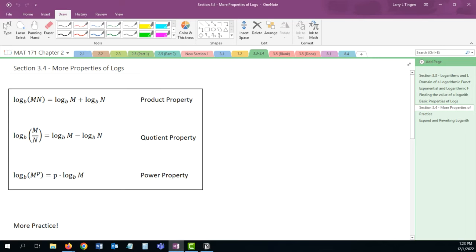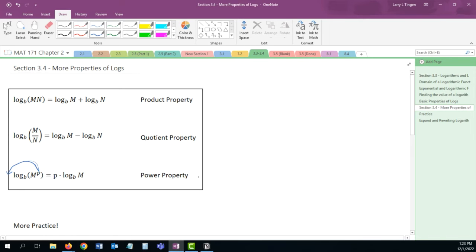And then lastly, log base b of m to the p is equal to p times log base b of m. What in the world did I just do there? The power property says, if you have the log of something raised to a power, then you can bring that power out front and it becomes the coefficient of the log. Log base b of m to the p is equal to p times log base b of m.